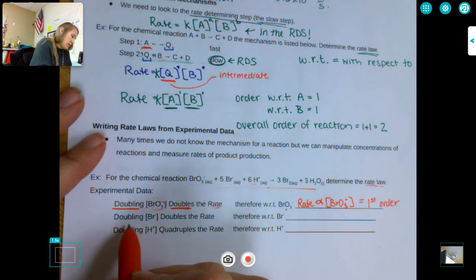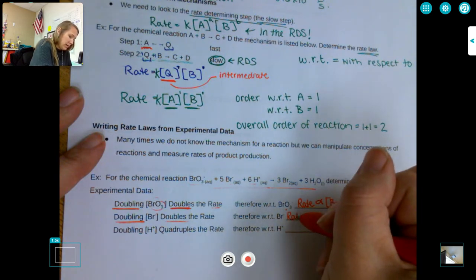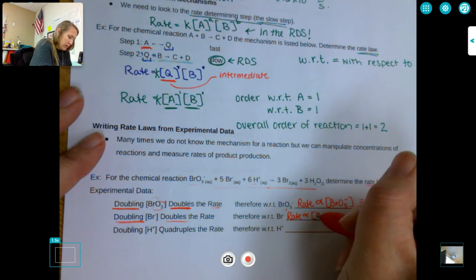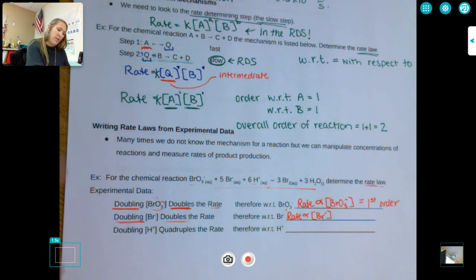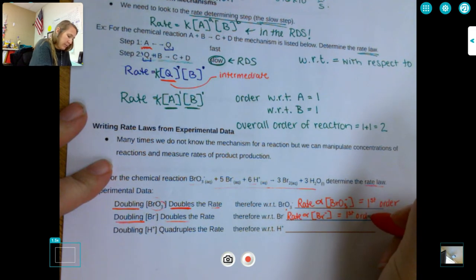Similarly here, double Br minus doubles the rate. So again, with respect to Br minus, the rate is proportional. If bromide ions double, so does the rate. So again, that's first order.